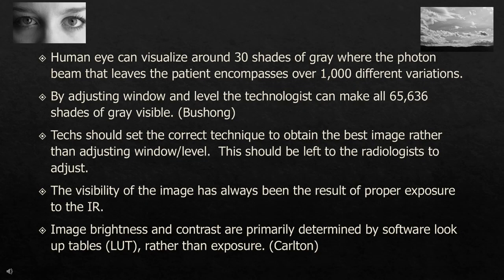Remember, the human eye can visualize around 30 shades of gray, whereas the photon beam that leaves the patient encompasses over 1,000 different variations. By adjusting the window and level, the technologist can make all 65,536 shades of gray visible. The techs should set the correct technique prior to exposing to obtain the best image rather than adjusting the window and level post-processing. This should only be left to the radiologist to adjust.